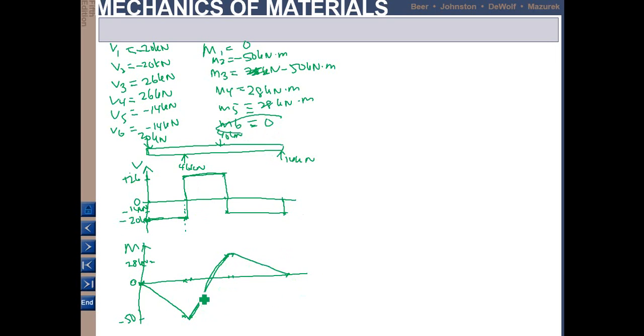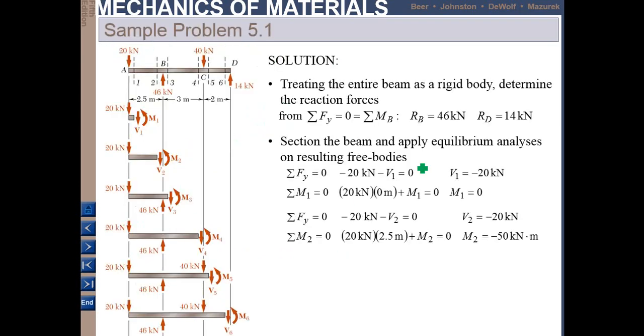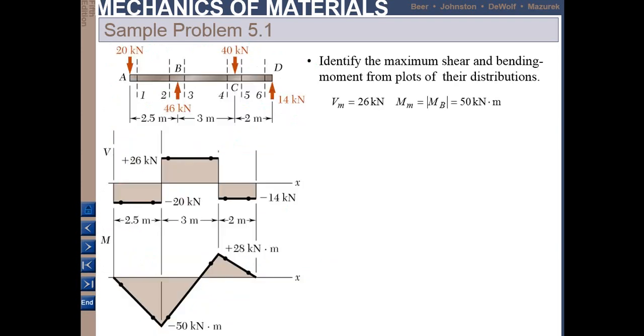So this is your negative bending moment, and this is your positive bending moment. So this is your shear, this is your bending moment diagram. So if this is the calculation from the book, this is how you got this diagram for shear and moment.